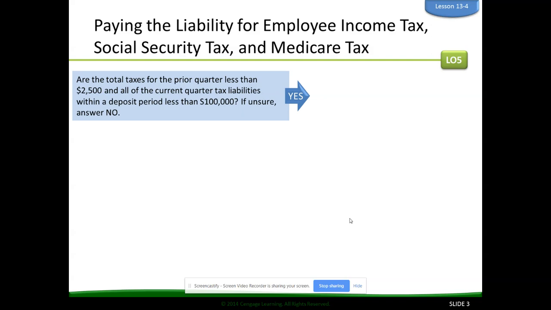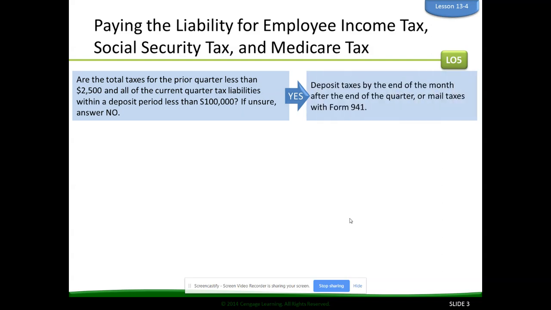So when looking at paying taxes, first they have to look at the question: are the total taxes for the prior quarter less than $2,500 and all of the current tax liabilities within a deposit period less than $100,000? If unsure, answer no. So if they answer yes to that, they have to deposit taxes by the end of the month after the end of the quarter, or mail taxes with Form 941.